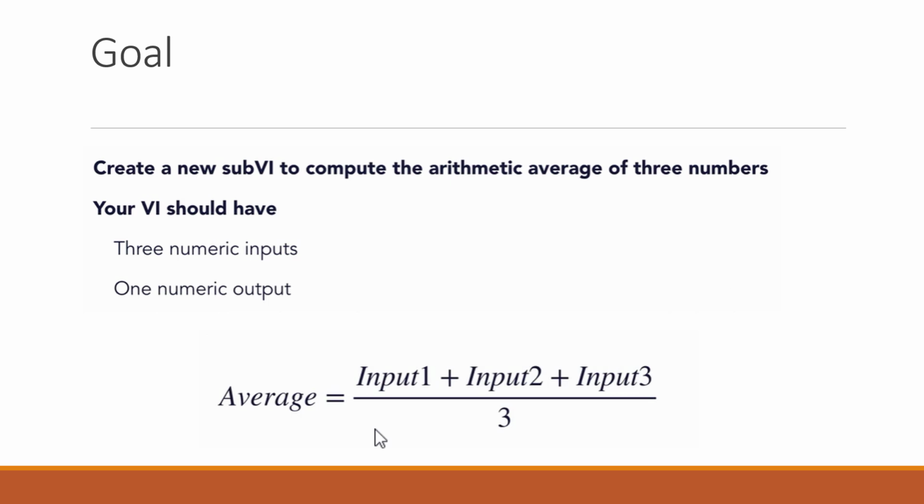So how you are going to take the average, you are going to add all three numbers and then you are going to divide by 3. So in this way you are going to get the average. So at the end you need to save that code as a sub VI, which can be used in different codes or different programs as a sub VI.